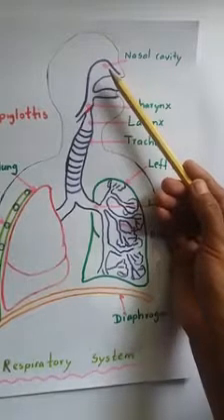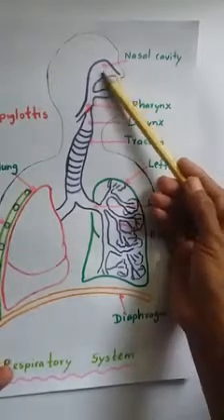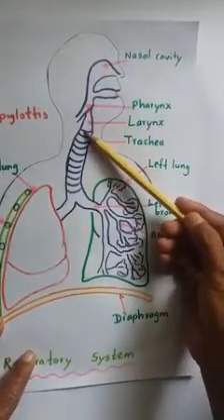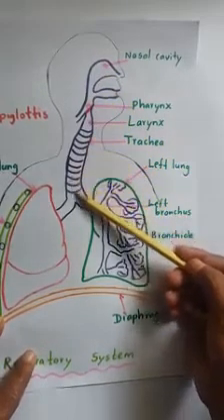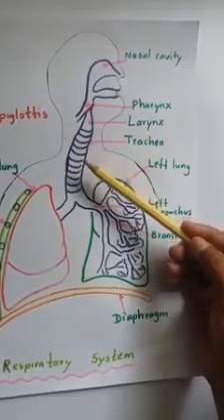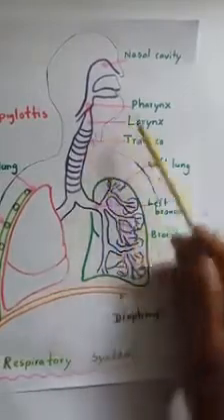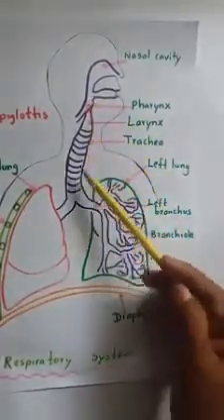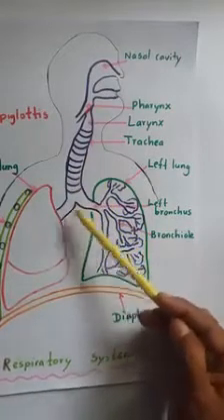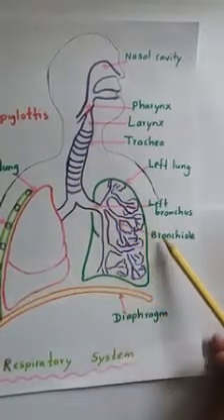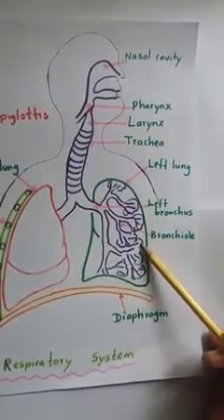It will give some wetness, and then the oxygen gas will move towards this trachea, and from the trachea it will pass down to the larynx, and from the trachea it's going to pass to your left lung, and here it will go to the right lung, and it will reach the bronchus, bronchioles, and to the air sac.